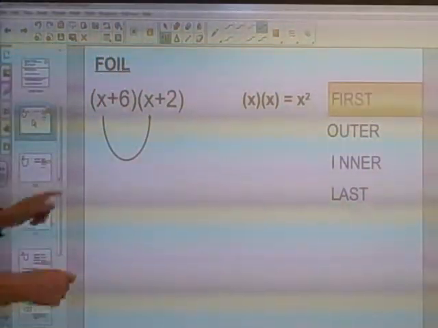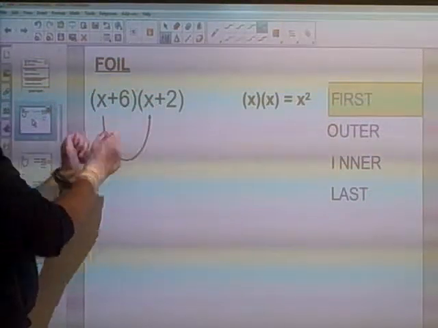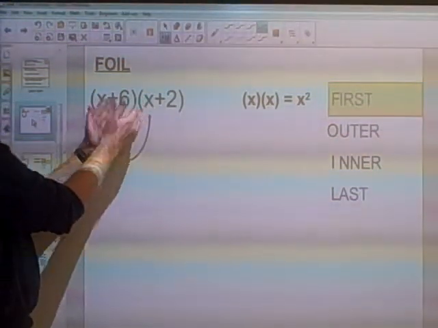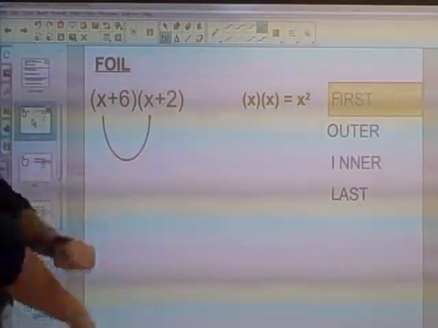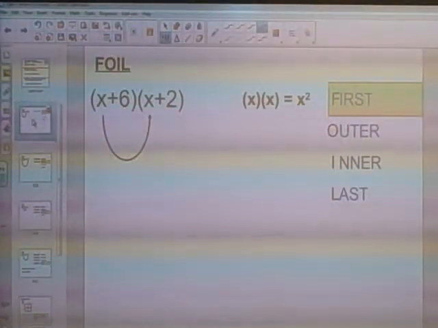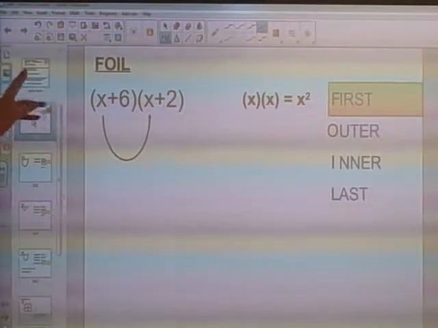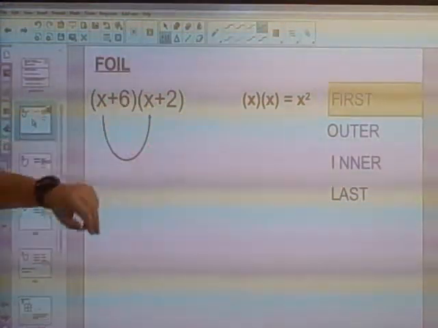First thing we look at is the first term in each set of parentheses. Then we look at the outside of the question. Then we look at the inside of the question. And then we look at the last term in each set of parentheses. So we're doing the same as we did before. We're multiplying these, but it's just a special method to actually figure out what this multiplication is.